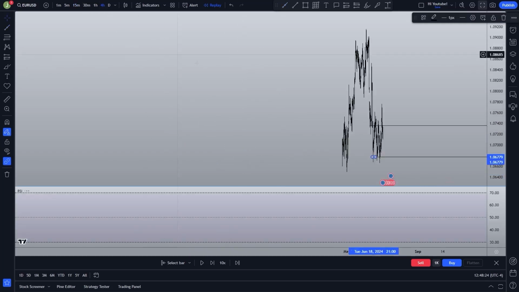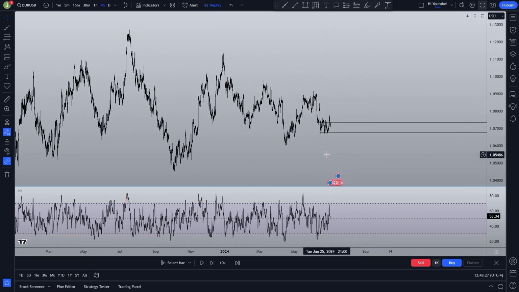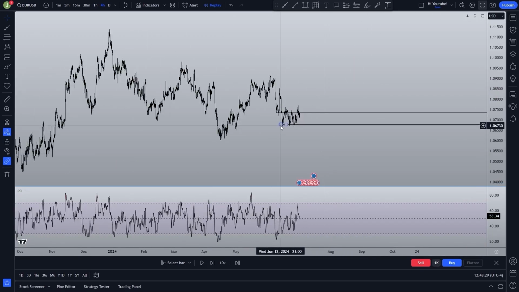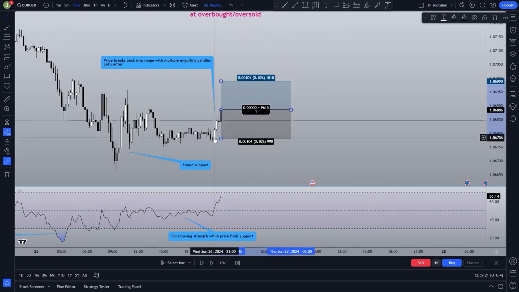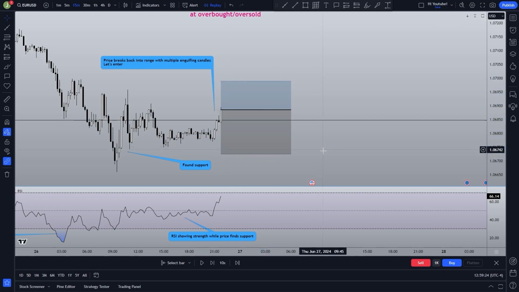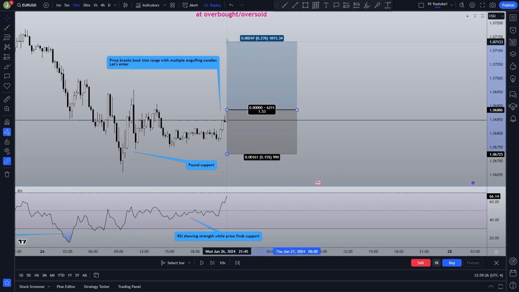Here's how it works. First, you're going to want to identify the key support and resistance levels. Start by marking significant areas on your charts that have seen a lot of touches in the past. Next, look for the RSI conditions to be oversold or overbought. When the RSI gets above 70 and hits resistance, look for confluences to go short. When the RSI drops below 30 and hits support, look for confluences to go long.